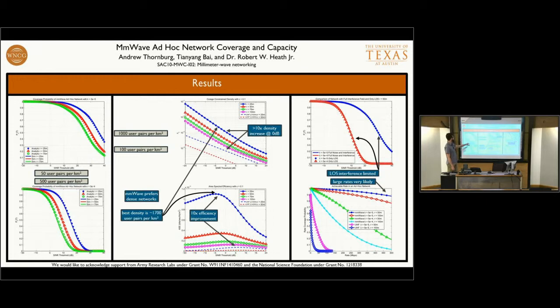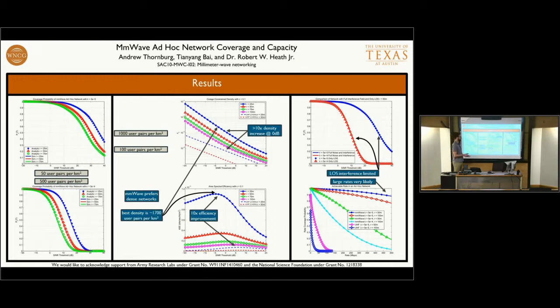So at 25 meters, there's a 90% chance that the SINR will be greater than 20 dB in an outdoor network with this density. Conversely, increasing the user density by 10 reduces this by about 10 dB. So 90% chance that at 25 meters has a SINR greater than 10 dB.